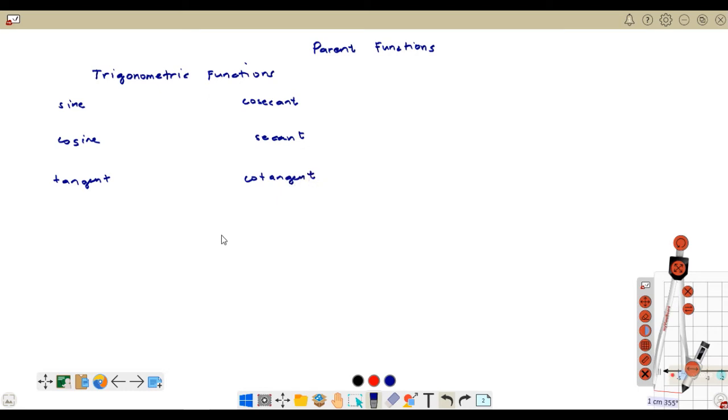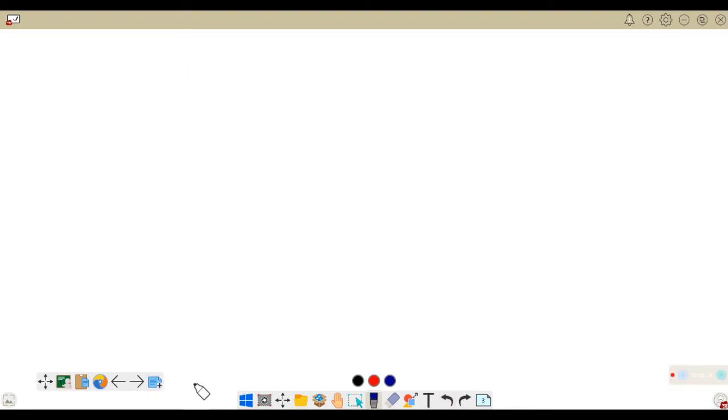Now, what are the parent functions for each of these trigonometric functions? Let's start with the sine. The sine parent function is sine x, while for cosine, it is of course cosine x. For tangent, it is tangent x. For cosecant, we have cosecant x. For secant, we have secant x. And finally, for cotangent, we have cotangent x. So we are going to have a discussion for each of these trigonometric functions. Let's start with the sine function.